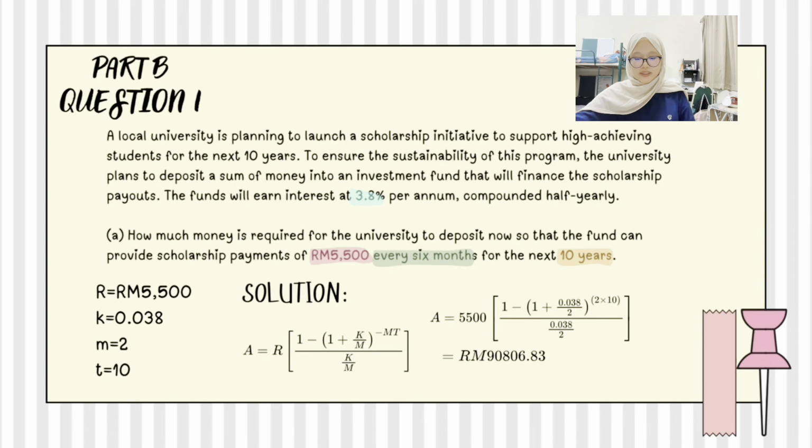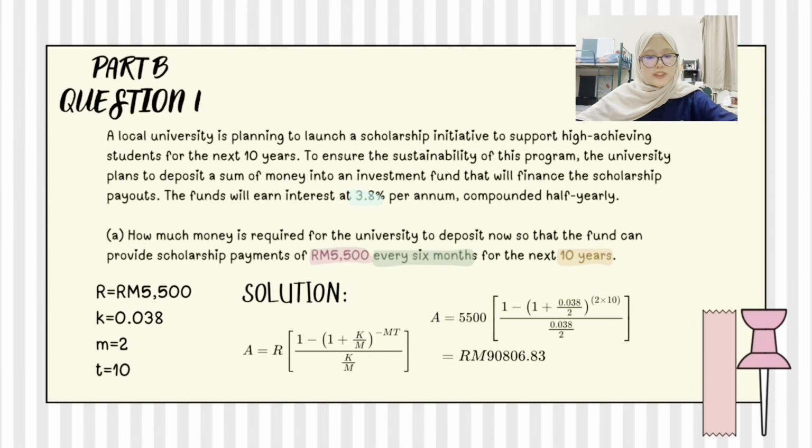In this question, we need to use the present value formula for an ordinary annuity. So, firstly, we need to list down the information in this question first. R is 5,500 ringgit, K is 0.038, M is 2, and last, T is 10 years.